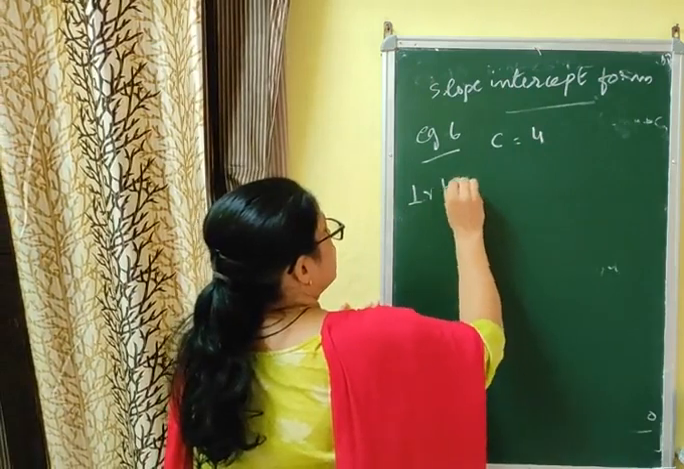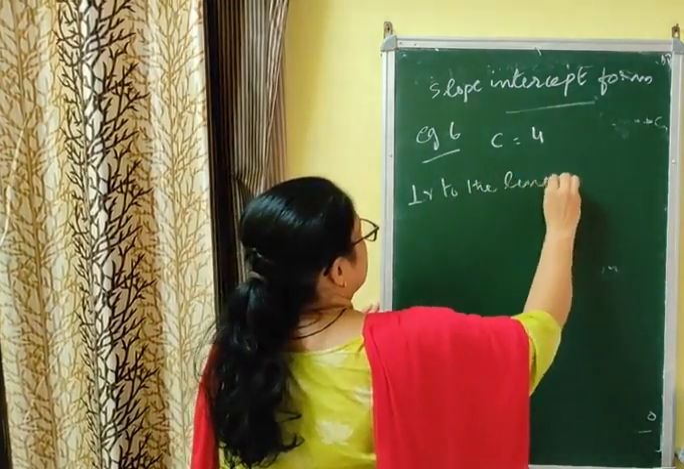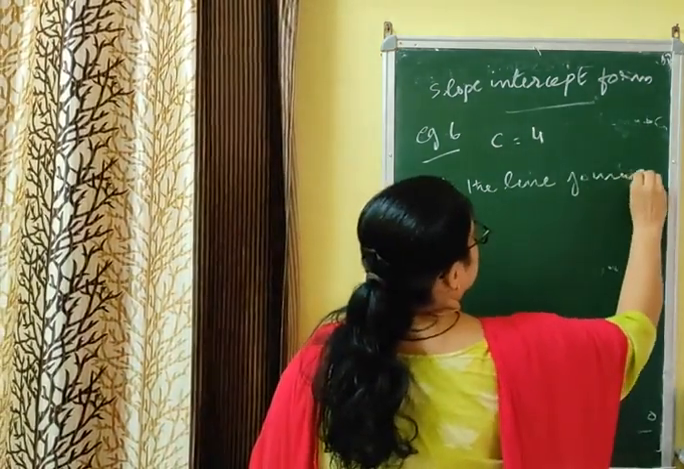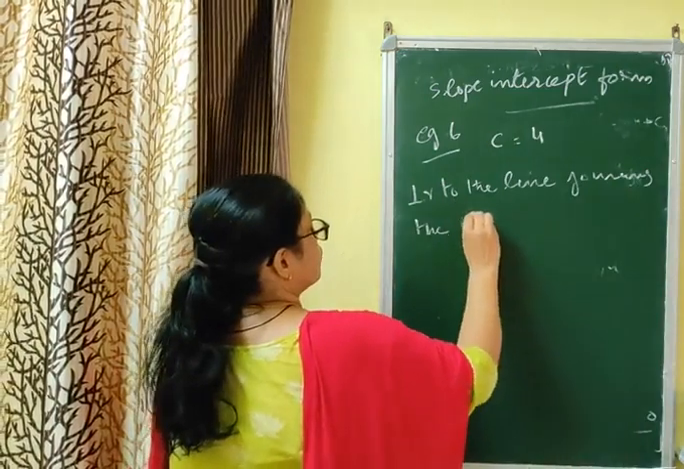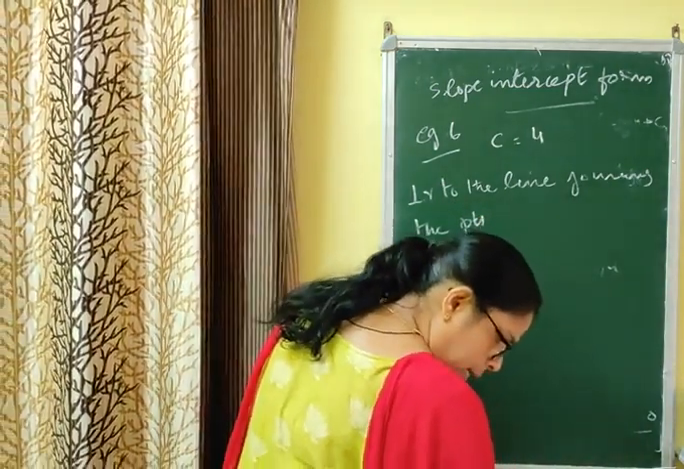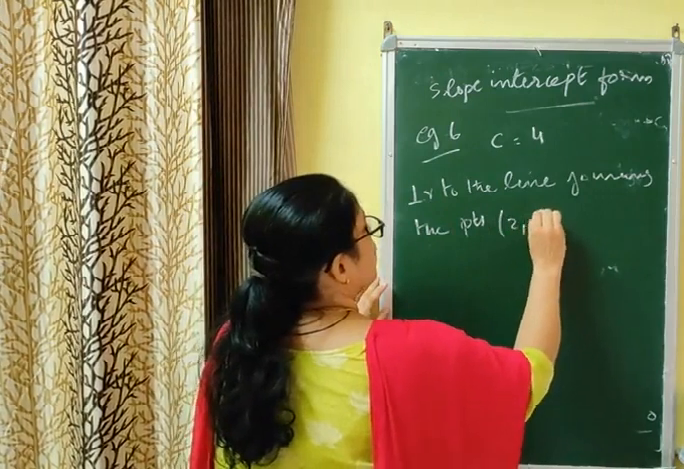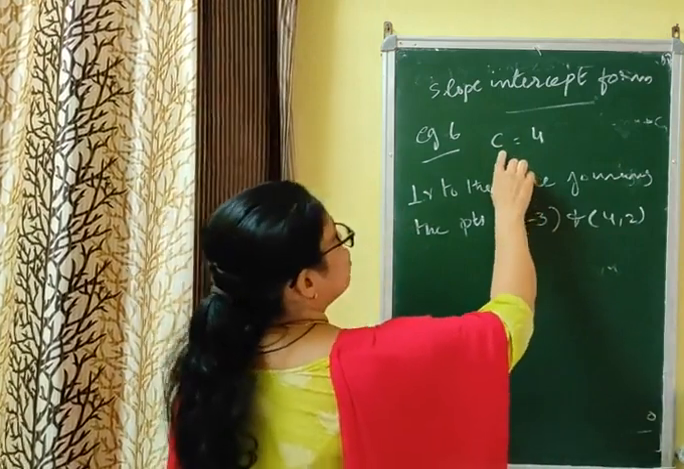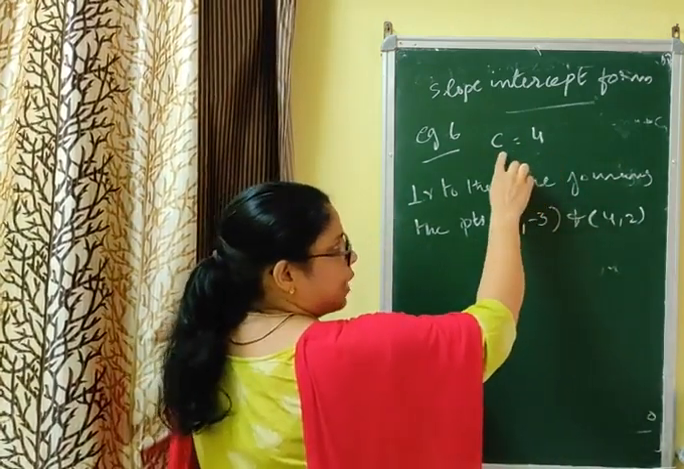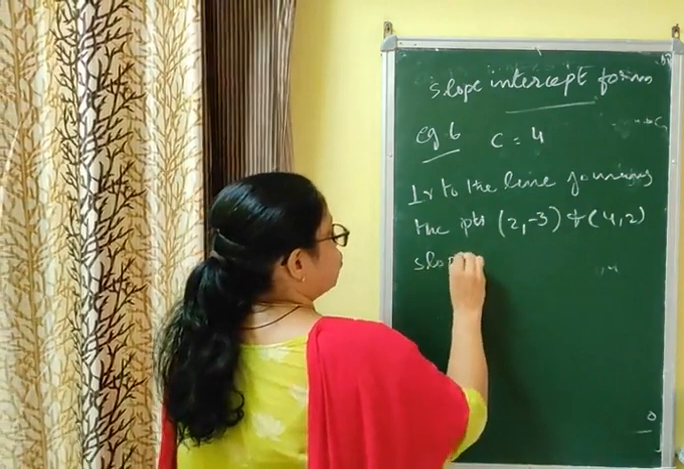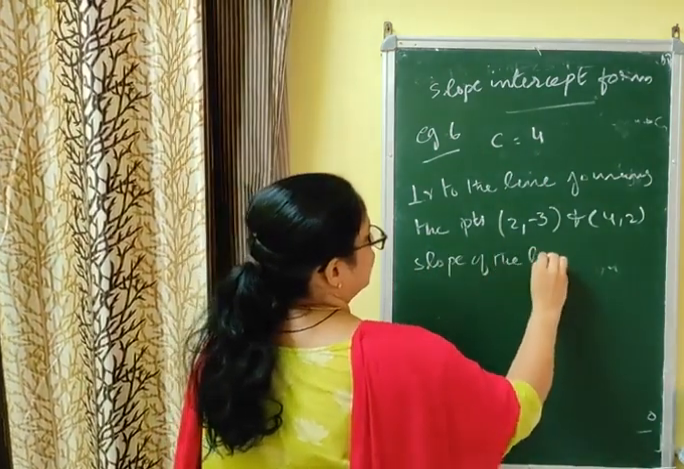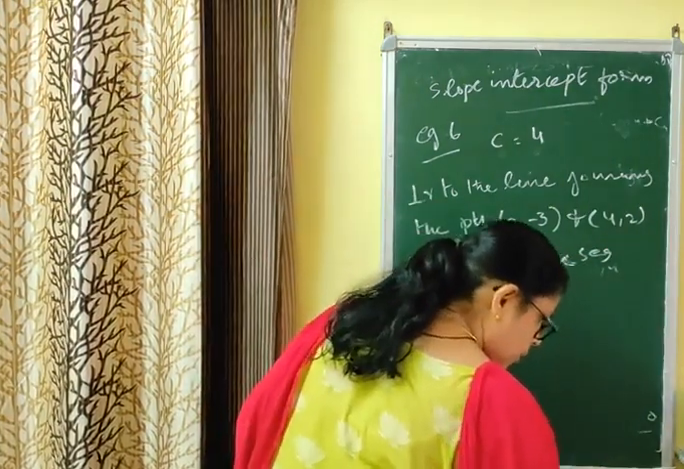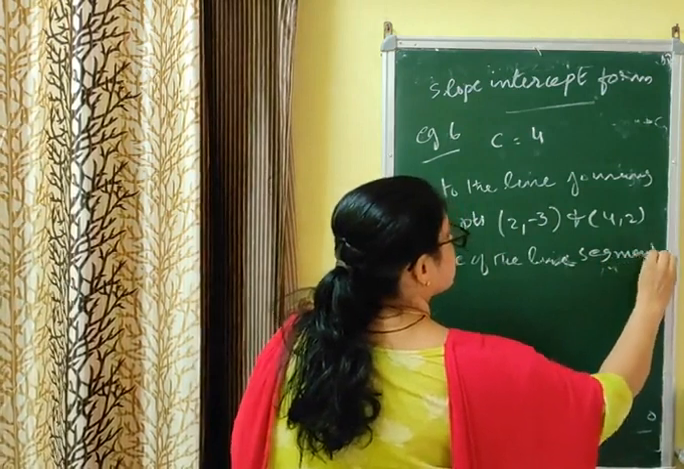And perpendicular to the line segment joining, the line joining the points, I'm reading the points 2, -3 and 4, 2. That means you have got c equal to 4 in y equal to mx plus c. We have to find m. What is the slope of the line segment joining the points?